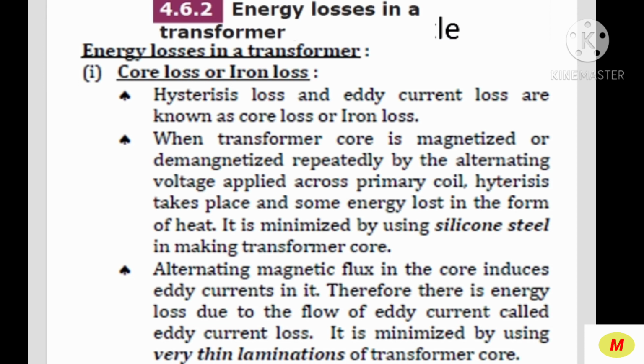Alternating magnetic flux in the core induces eddy currents in it. Therefore, there is an energy loss due to the flow of eddy current, and it is called eddy current loss. It is minimized by using very thin laminations of the transformer core.